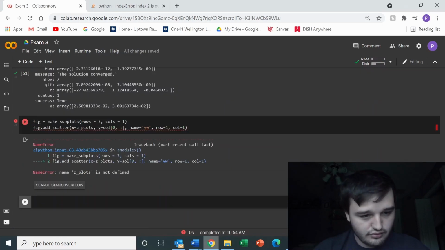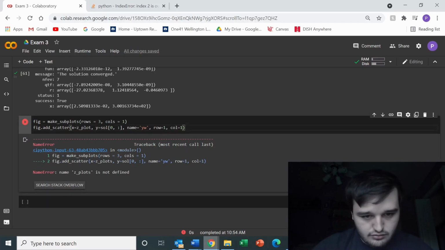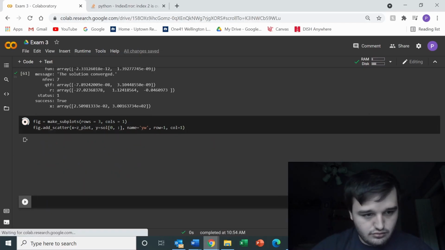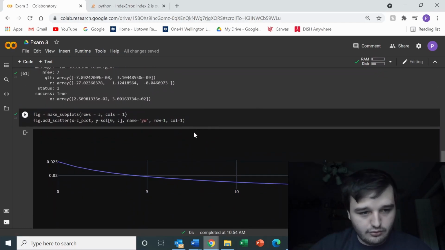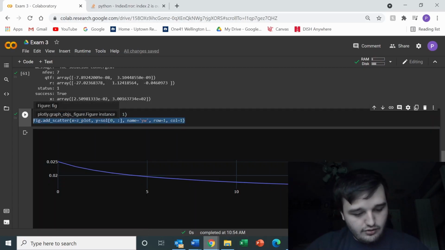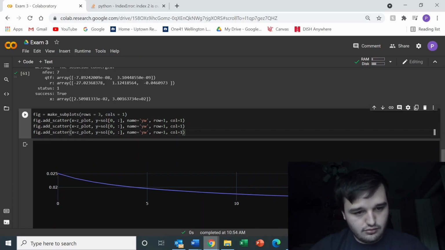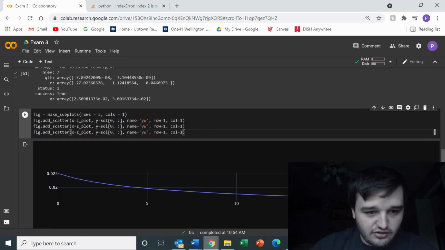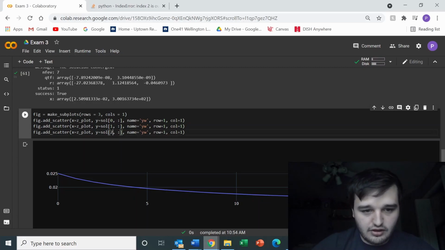See if that graphs. Oh, it's not z_plots, it's just z_plot. Okay, so that gives us the first plot. So we're going to go ahead and copy and paste this and do this with the other ones. Okay, so z_plot stays the same. However, for the solution, we want the second and third element, but the 1 and 2 because the index is from 0.